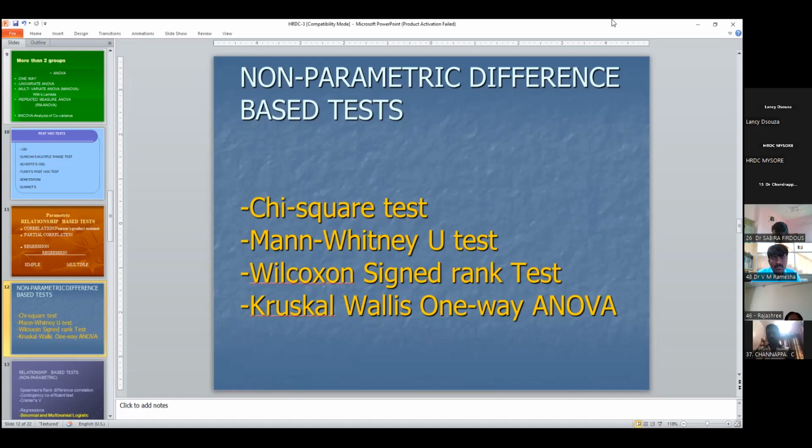So when you talk about non-parametric tests, people may not like the idea of using them all the time, but sometimes you have no choice. If the data ends up in only frequencies, then you have to go for a non-parametric test, but try to use as many parametric tests as possible. That's usually what people recommend. So these are the non-parametric difference based tests.